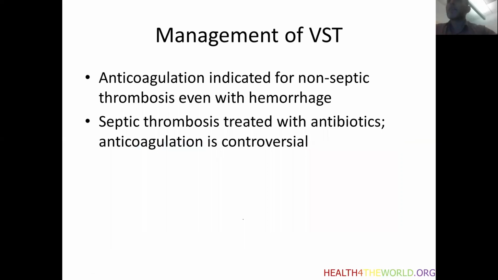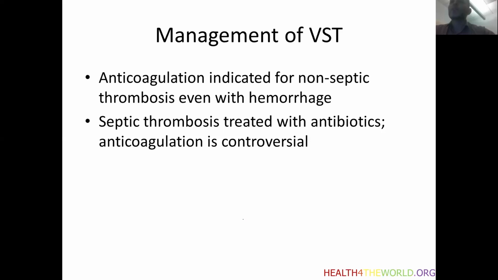In cases of non-septic thrombosis, we often recommend anticoagulation, even in the presence of hemorrhage. And this is an important point because the hemorrhage is caused by venous congestion and rupture of small veins. Really the risk of extension of the hemorrhage with anticoagulation is present, but lower than the risk of propagation of thrombus, which could worsen the hemorrhage due to venous congestion. In septic thrombosis, because the underlying cause is inflammation due to infection, we often avoid anticoagulation.